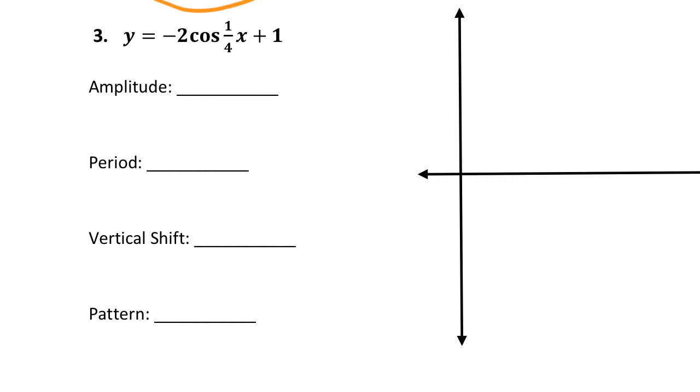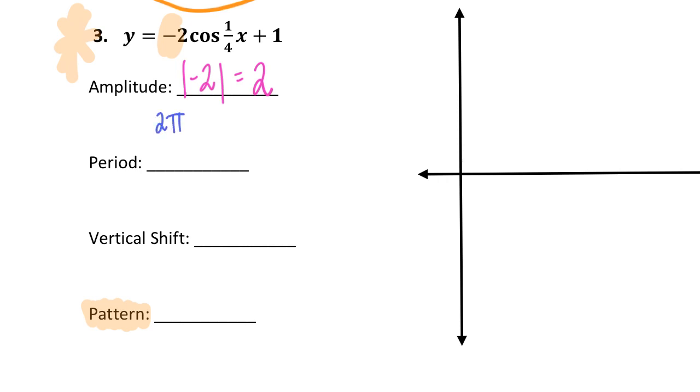Our amplitude is the absolute value of the coefficient out in front of cosine, so it is just 2. Don't worry, this negative we will take into account later on. If you want to highlight that, maybe put a star next to it. I always like to draw attention to the fact that there's a negative because it is going to affect your pattern later on.